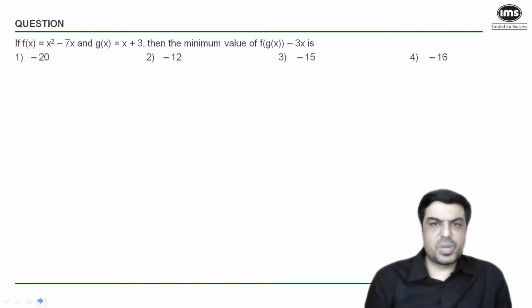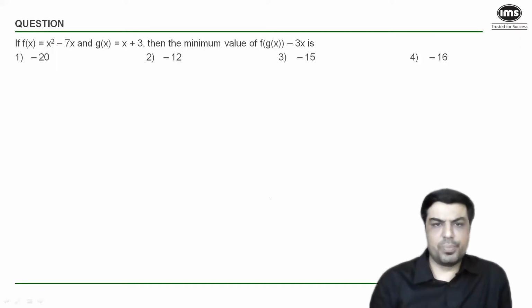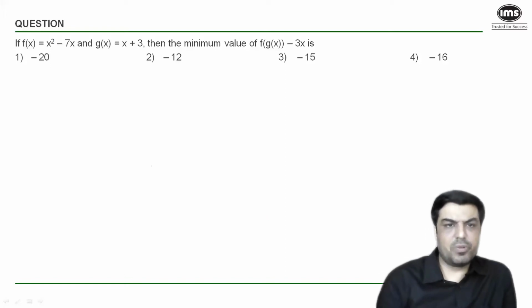Let's look at the next question from algebra. What I would suggest here is that you pause this video, attempt this question on your own, and then watch the solution. So we've got a question from functions where we have to find the minimum value of a composite function. We can solve this question in many different ways. Let's look at the first method, where we complete the square.